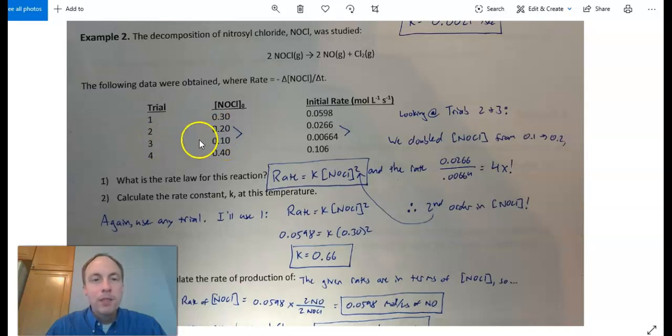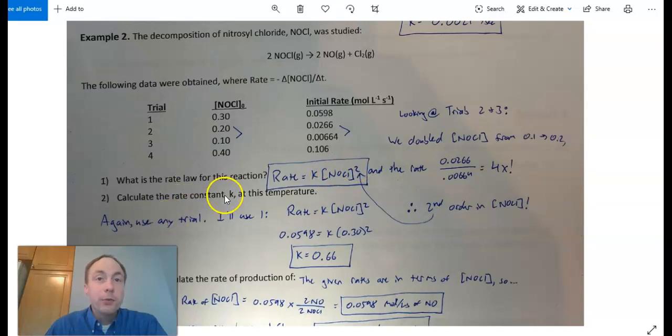It just doubled. And so going from trial 3 to trial 2, we doubled the amount of NOCl, and then we look over here and see what the rate did. If you can do math in your head, swell. If not, I had to divide the 2. And so when I doubled NOCl, I actually increased the rate by 4 times. So we doubled the concentration, we quadrupled the rate, and that tells us that it's going to be second order, because 2 squared is 4. And so our reaction is second order in NOCl, and we can write a rate law as rate equals k times NOCl squared.